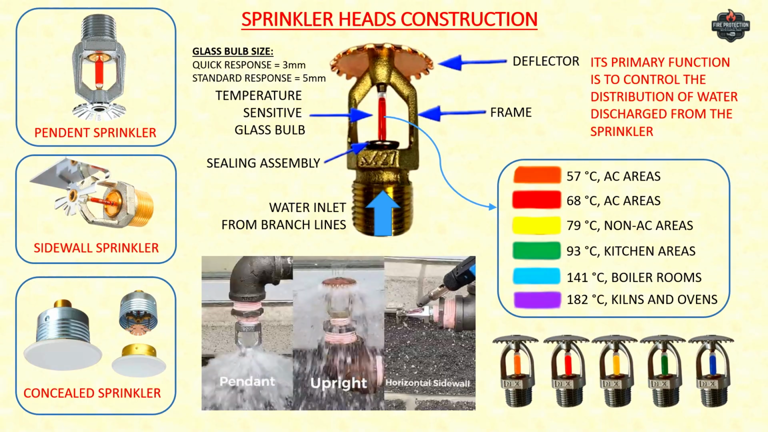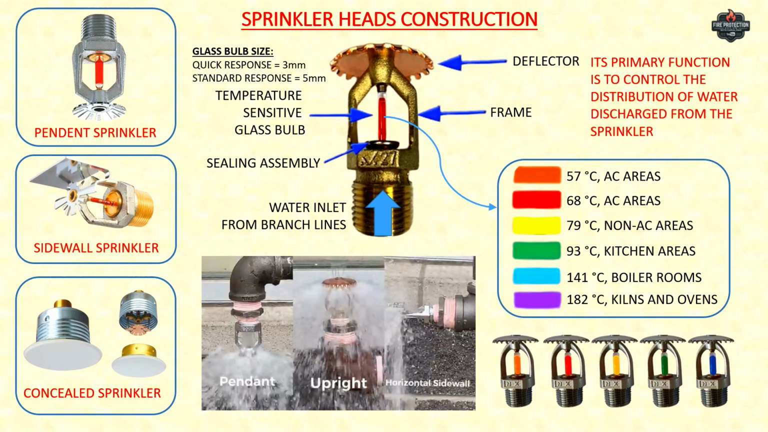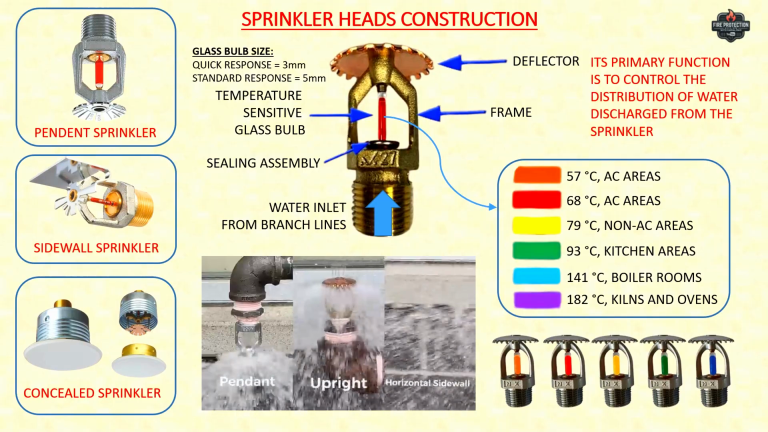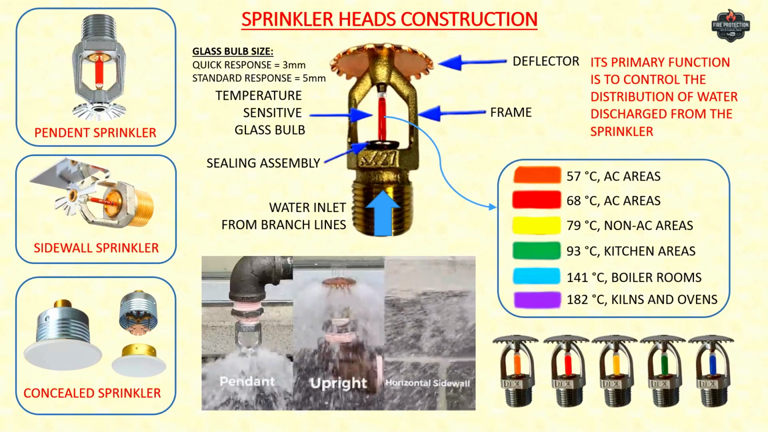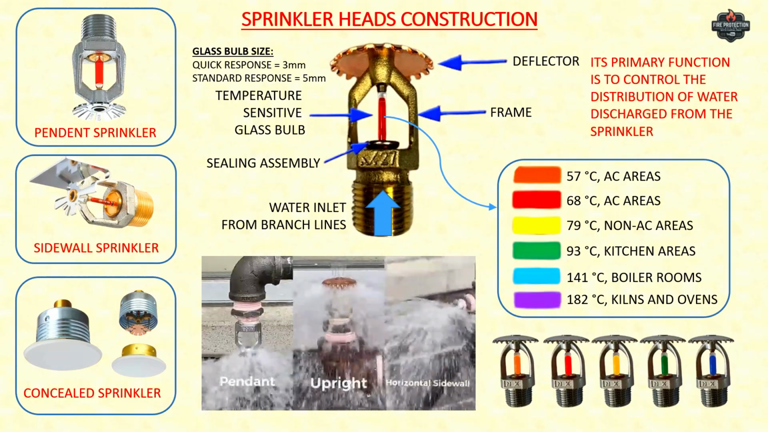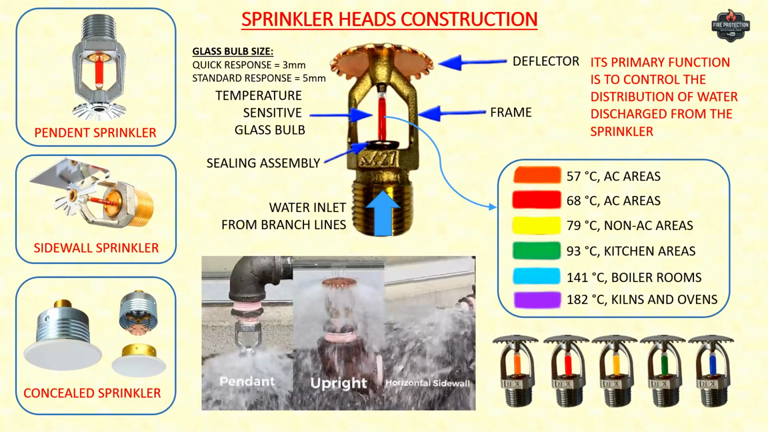Now we'll discuss sprinkler types and their use. So which area and what type of sprinkler to use. Sprinkler heads are devices that are designed to detect the presence of fire and activate to discharge water. Let us first understand the construction of a sprinkler head.